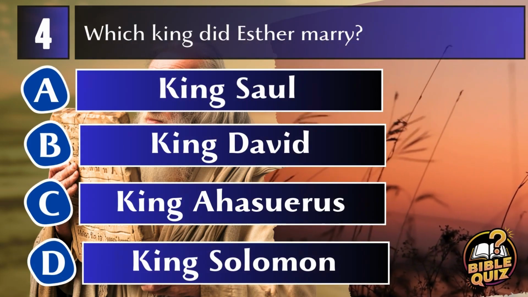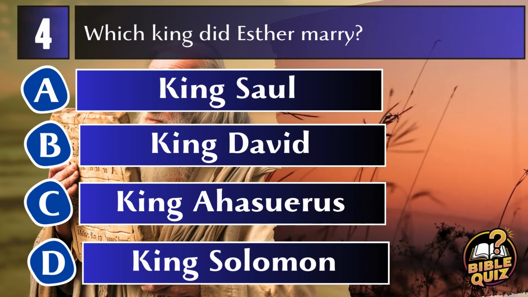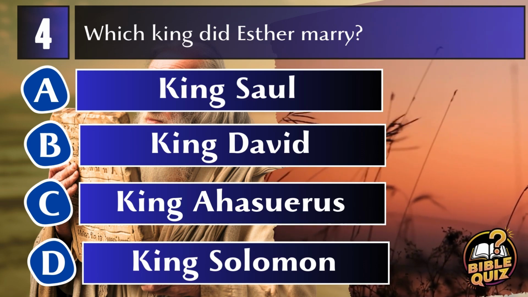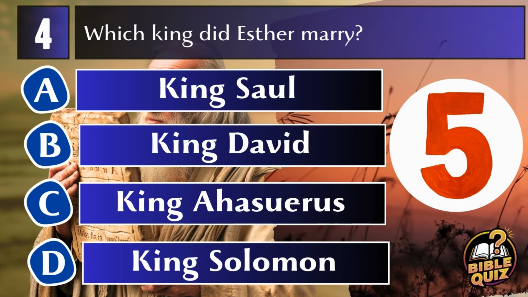Question 4. Which king did Esther marry? A. King Saul. B. King David. C. King Ahasuerus. D. King Solomon.